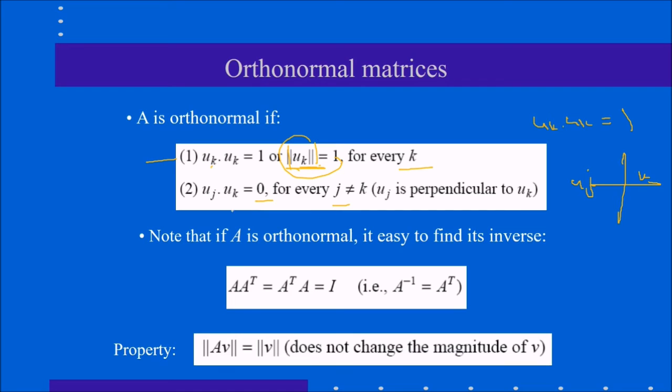And of course the orthogonal condition, which you have just seen for orthogonal matrices, remains here. If A is orthonormal, meaning these two conditions are met, it is easy to find its inverse. How? A transpose A is equal to I, and A inverse is nothing but A transpose. So we have a property also: if you take the magnitude of AV, it will be equal to the magnitude of V, because it does not change the magnitude of V.